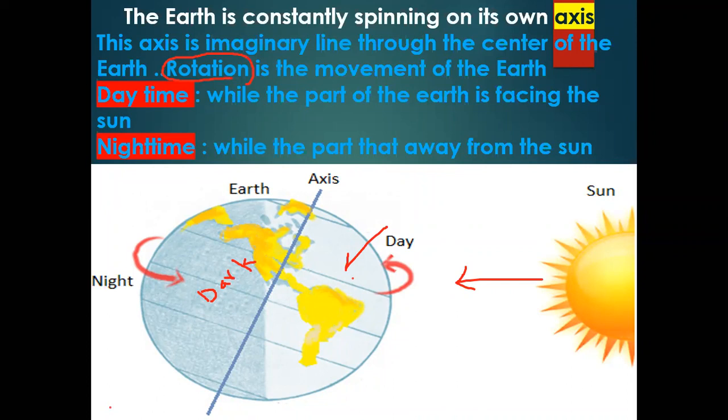Yaqub, can you tell me what is the night time? Yaqub? Where is Yaqub? Okay, Jasim? Jasim, answer me, please. Okay, Omar. MashaAllah. No one knows the answer? I know, Master. Okay, Marwan, answer. What is the part that is away from the sun? Okay, very good, Marwan.